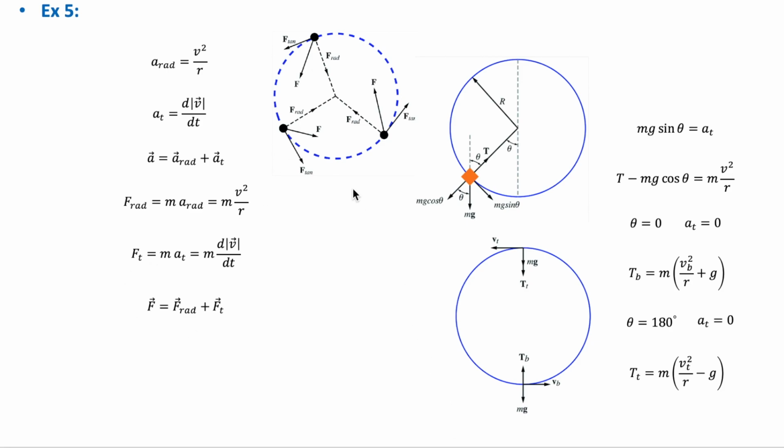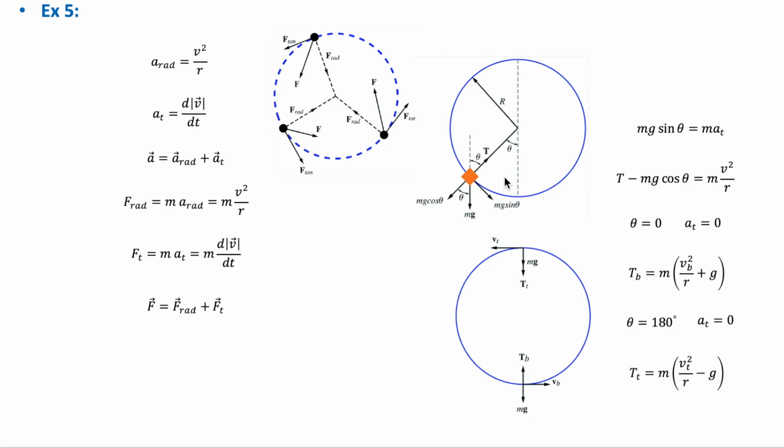This figure shows the radial and tangential components acting on an object that is in non-uniform circular motion. The radial component is what keeps the object in its circular path, and the tangential component is what changes the speed of the object. So let's consider this example of an object attached to a light string and rotating in a vertical circle of radius r, and we want to find the tension in the cord at the lowest and the highest point of the path.